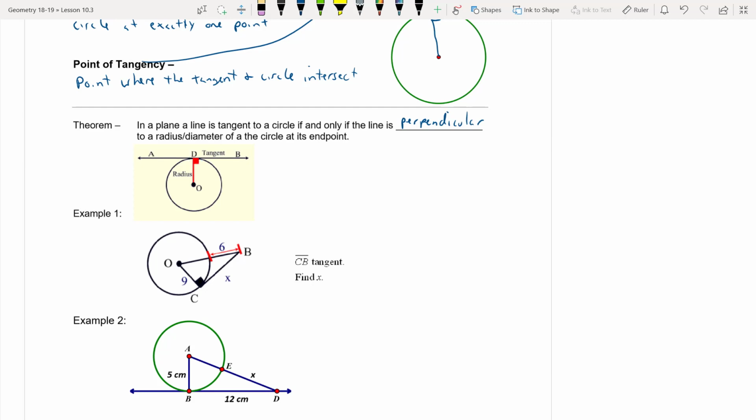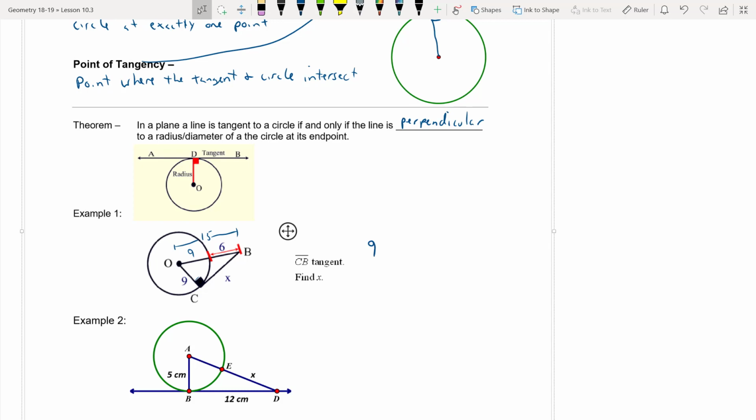So if we look at example 1 here, they gave me that CB was tangent, so we automatically can put our right angle. And they want us to find the length of x, or the length of segment CB. If we look closely at this, they gave us the radius was 9. So this radius here is also going to be 9. In other words, OB is going to be the length 15. You can always do that because every radius, no matter where it is in the circle, is all going to be the same length.